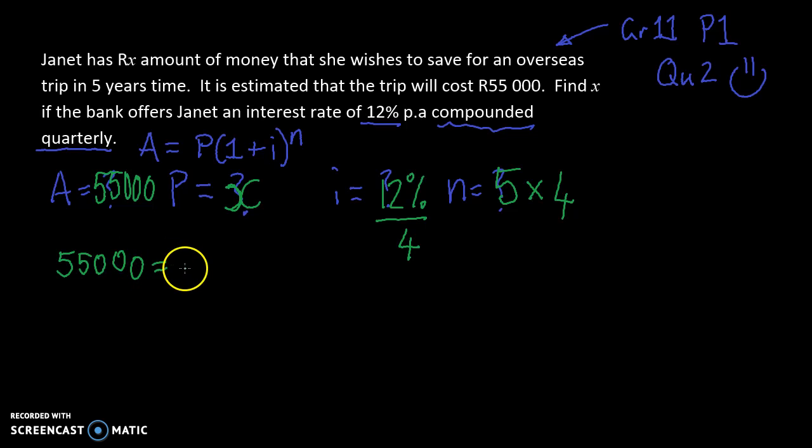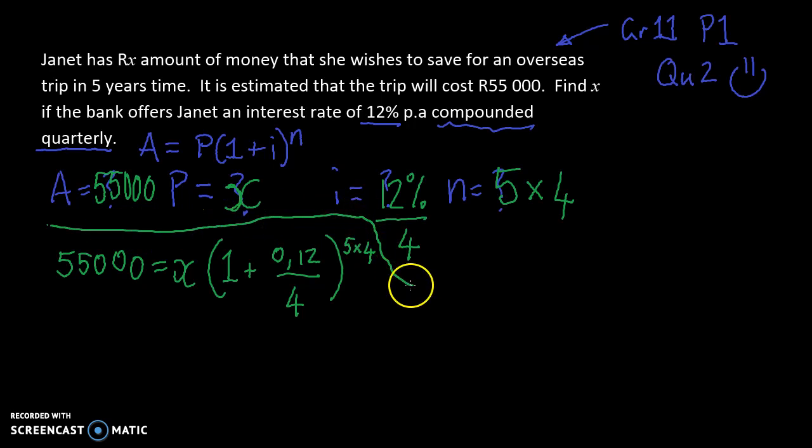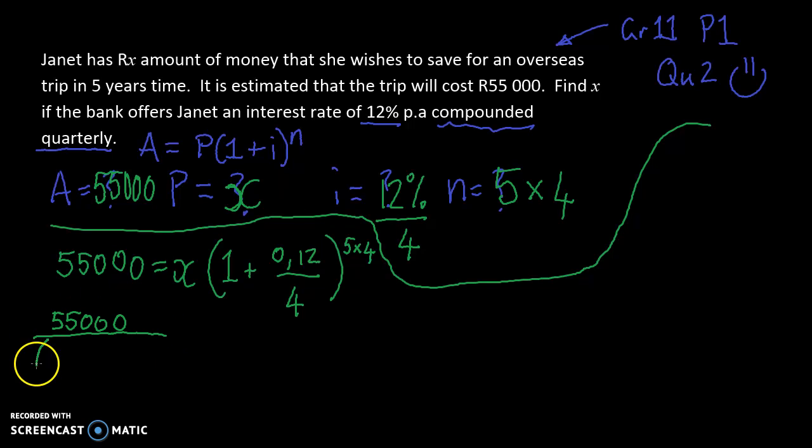55,000 Rand is equals to X, because that's what she currently has. And then in brackets 1 plus, and I'm going to change 12% to 0,12 over 4 to the power of 5 times by 4. Okay, let's just do this to make it more clear what's happening. Now, lovely one, I have a calculator, and you must remember that calculators are your friends. Try and use the calculator only once in every problem. It minimizes the chances of making a rounding error.